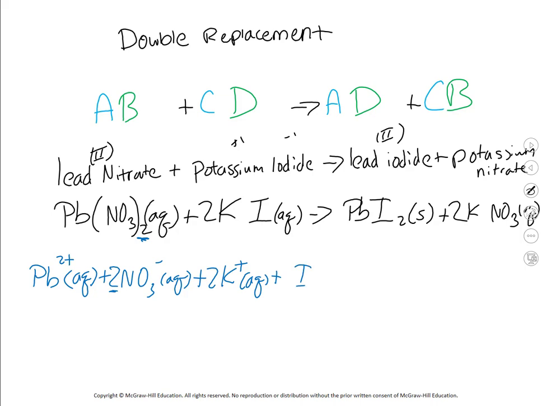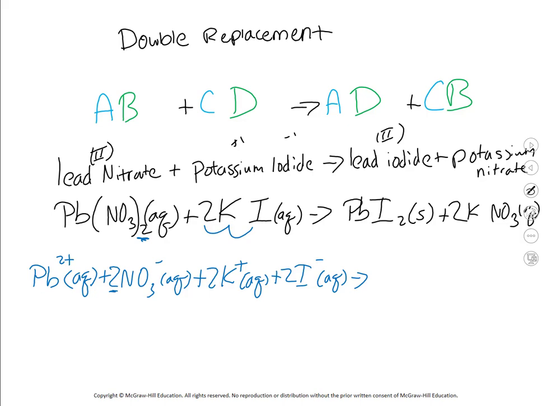Now iodide ions, how many of those do I have in this balanced equation? 2. Good. This 2 gets distributed to both of them. So I have 2 potassiums and 2 iodides. That's what that means. Carry everything down correctly, you should still be balanced and not need to rebalance. If you needed to rebalance, that means something didn't get carried down correctly.